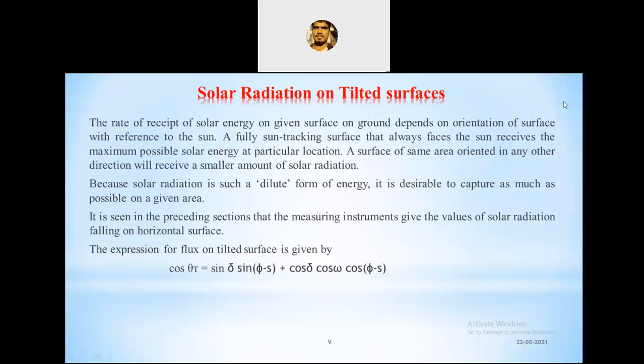sine delta sine phi minus s, where s is the slope. We already discussed this in the definition. S is the slope, phi is the latitude of a location. So latitude of the particular location.